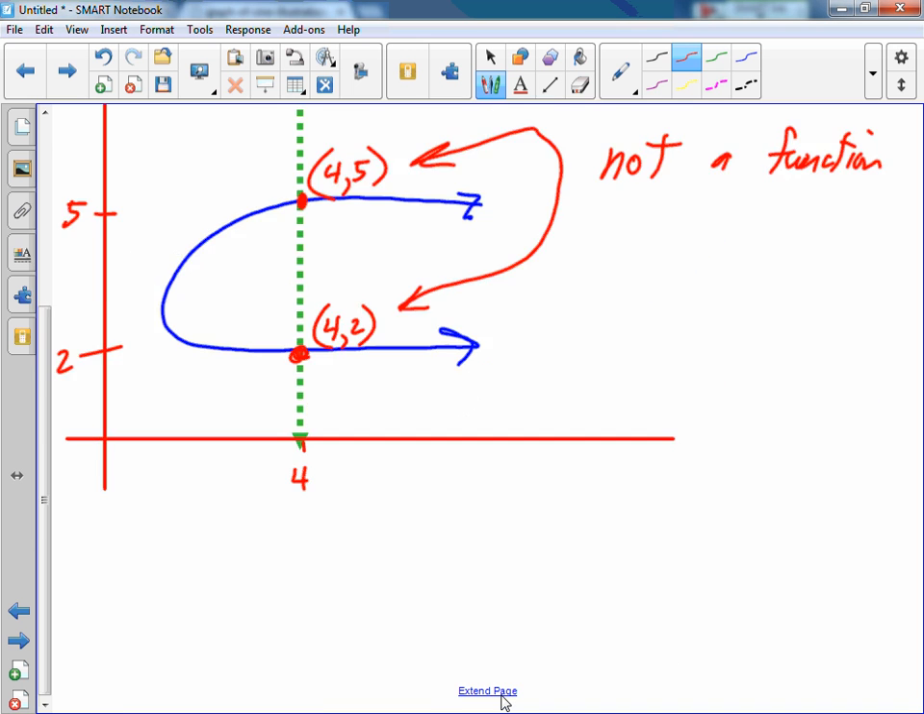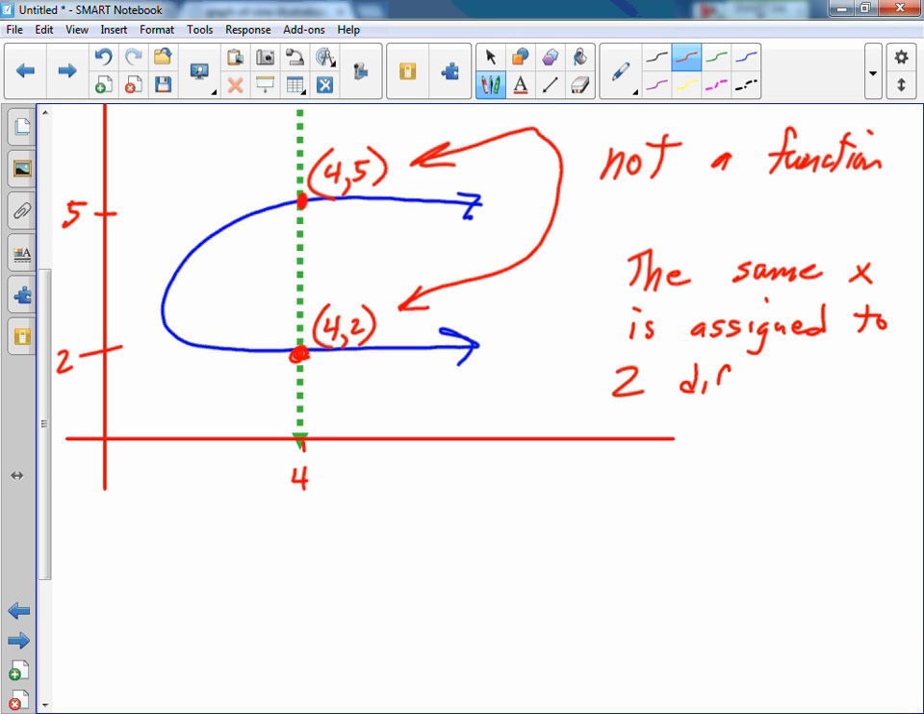Almost done. Maybe I should write that down. The same x is assigned to two different y's.